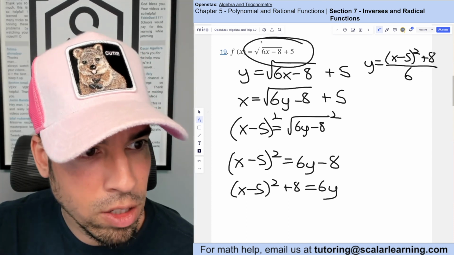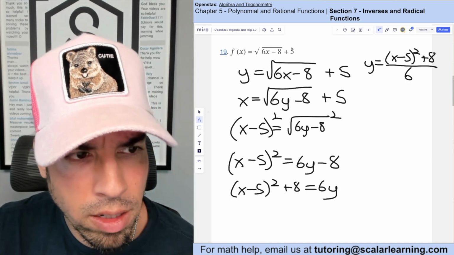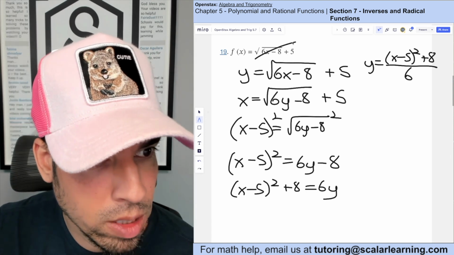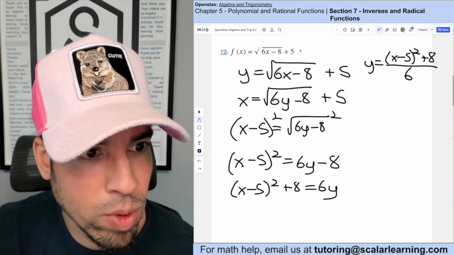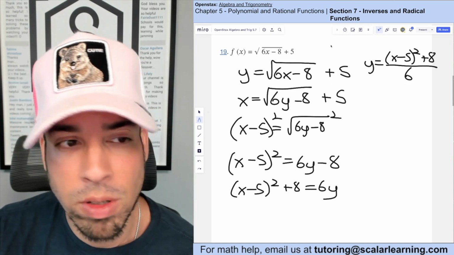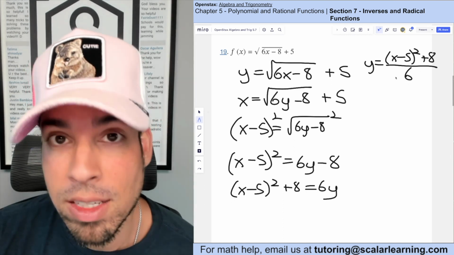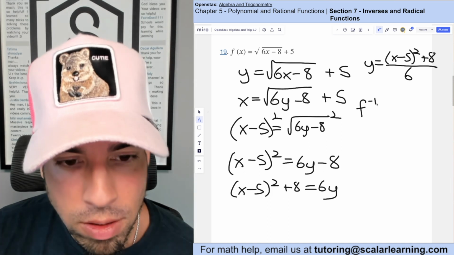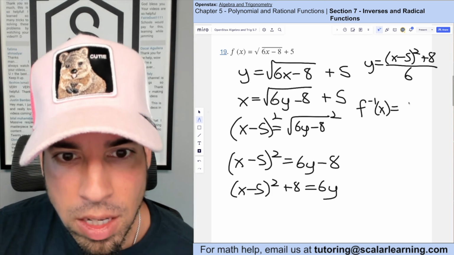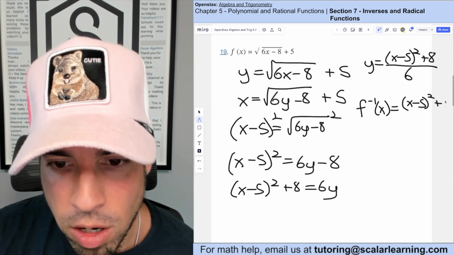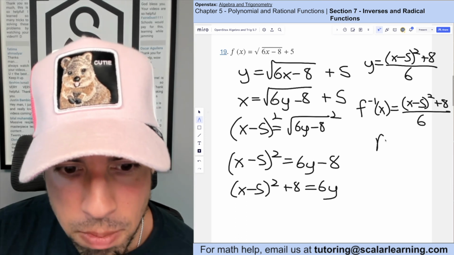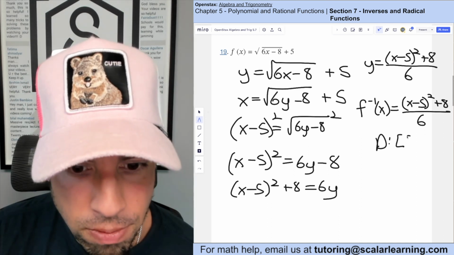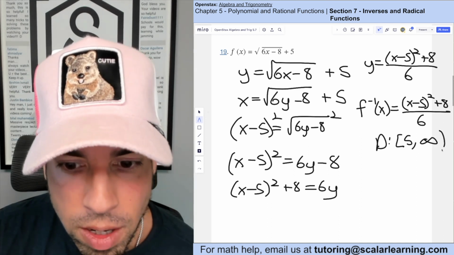Now you'll notice that in this original function, we have this radical, and we want to think about what is the range of this radical. Well, the lowest it's going to go is when this zeroes out, and that's going to start at 5. So the range here is from 5 up to infinity. So we need to apply that as a domain restriction for this inverse function, okay? So we can say f inverse of x equals x minus 5 squared plus 8 over 6 with a domain restriction, which was, again, what was the range? It was from 5 to infinity, and that's how you do it.